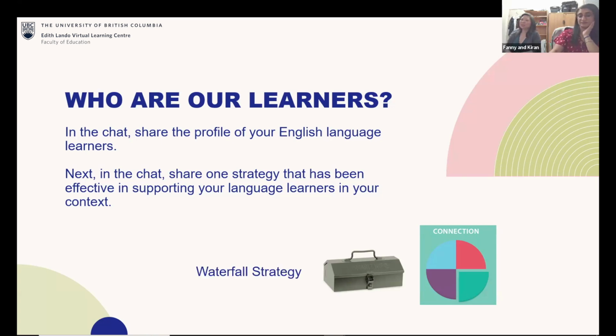So this strategy is called the waterfall strategy. And you can imagine if we had a large group of us and we were typing all our comments into the chat box, it would be like a cascade of comments. I really like this strategy because everyone gets a chance to participate.